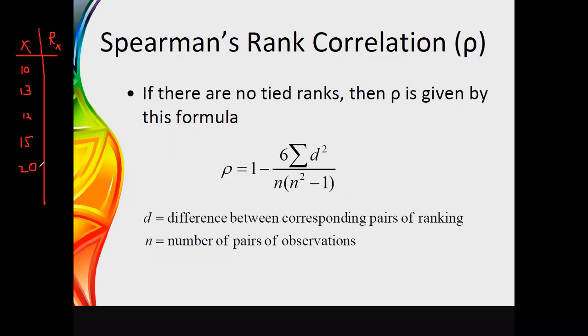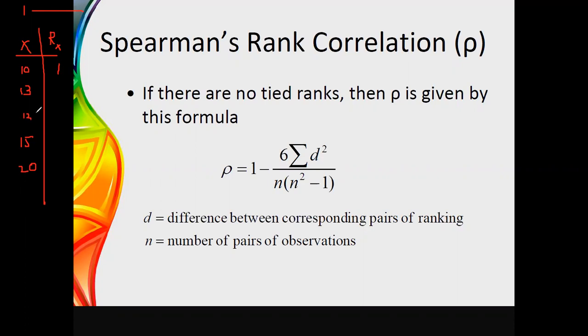10, 13, 12, 15, and 20. Now, if I ask to rank this data, giving 1 for the least value, then you can rank this data set in this form. You can see that 10 is the least value, therefore the rank is 1.